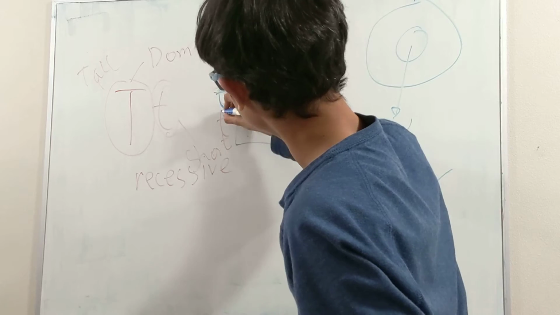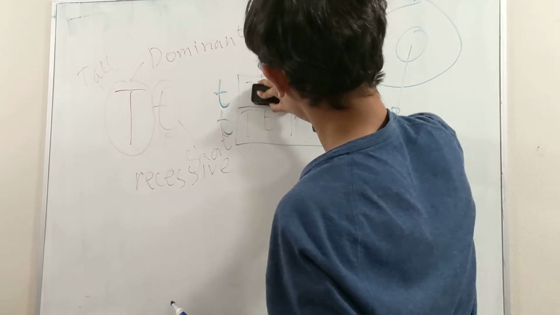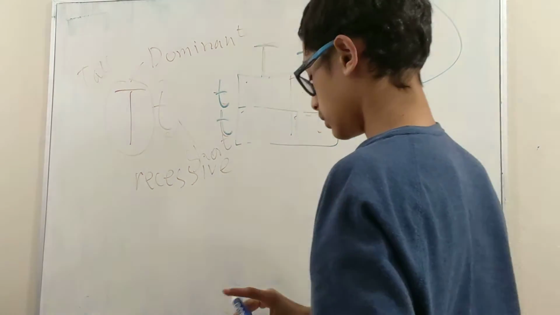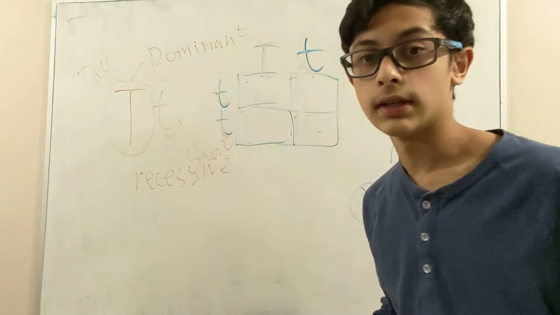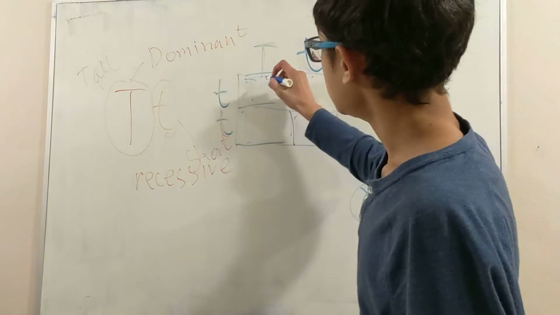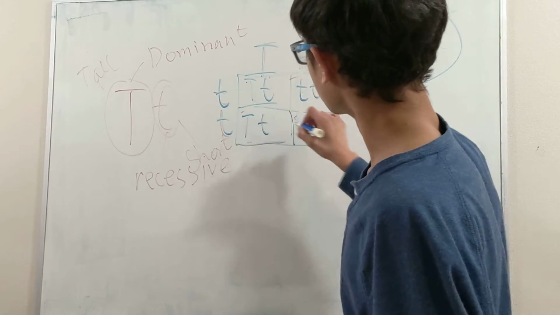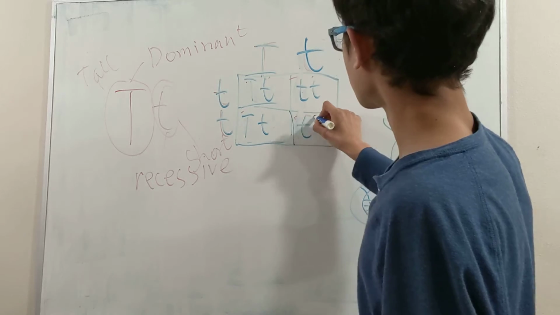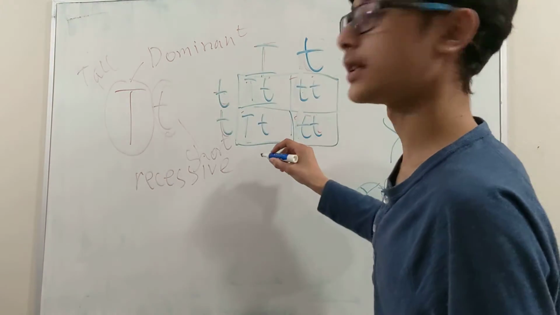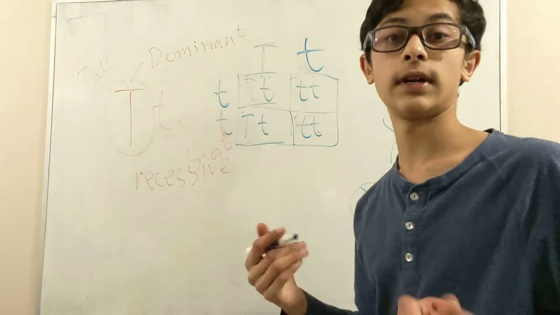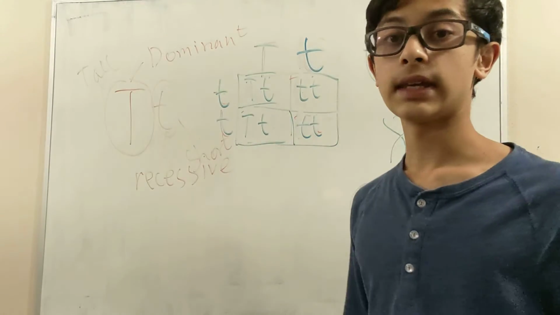T, T, T, T. So now what's going to happen is if we erase all the stuff in here, this one is going to be T, T. This one's lowercase t, this one's capital T, lowercase t, and this one's capital T, lowercase t, right? So now you have a 50% chance, because there are two of them out of 4. 2 by 4 is 1/2, which is 50%. So you have a 50% chance of being heterozygous.